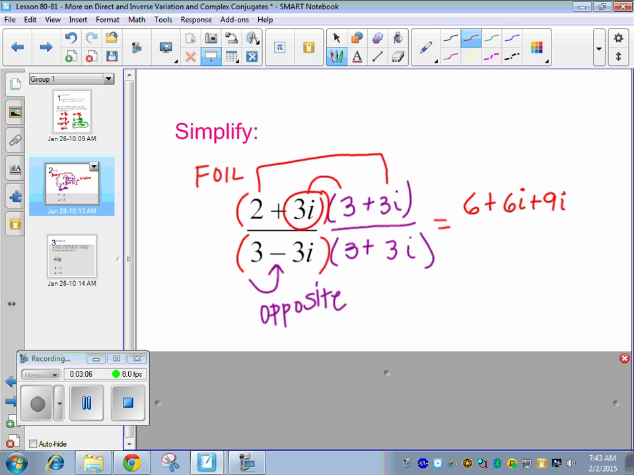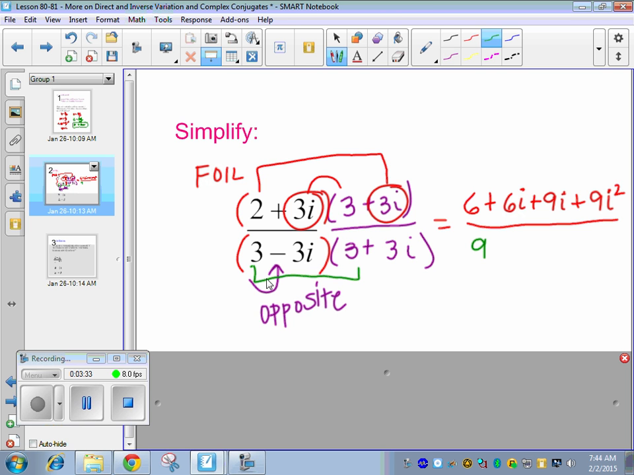And for the last 2 terms, what do we get? Yeah, 3i squared, which, yes, will turn into, 9i squared, which, yes, will turn into minus 9, because i squared is negative 1. Alright, and in the denominator, we're going to FOIL it all out the first time just to see what happens here. What do I get for the first?